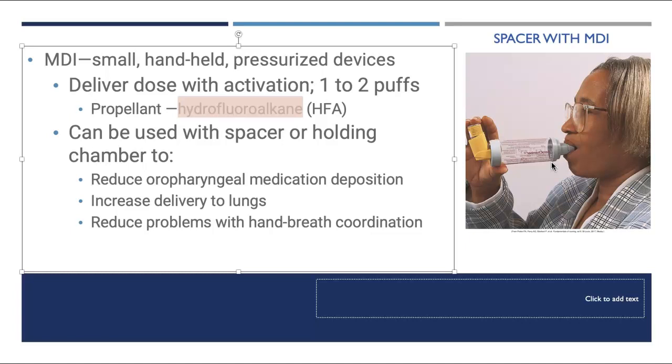And there are some people that just have troubles with that hand-breath coordination. So with a spacer, they're able to hit that button and then breathe in and out a couple times through the spacer, and they're going to get much more of the medication.